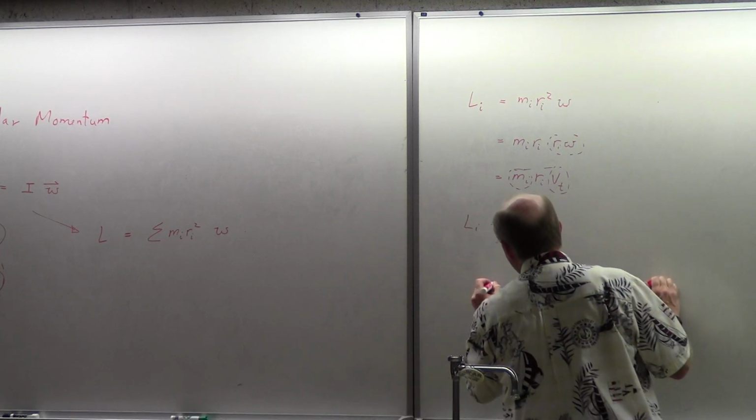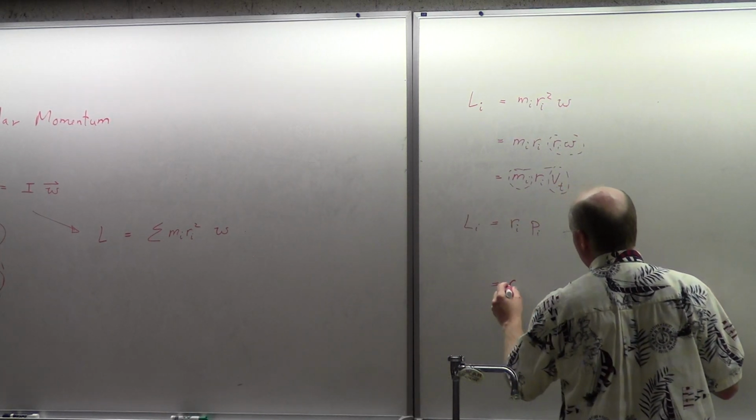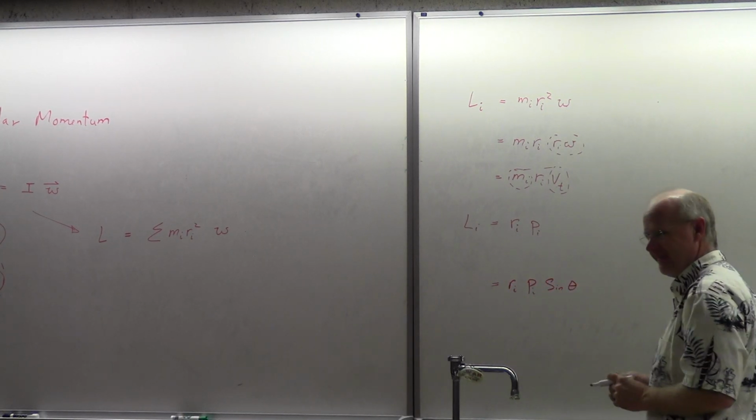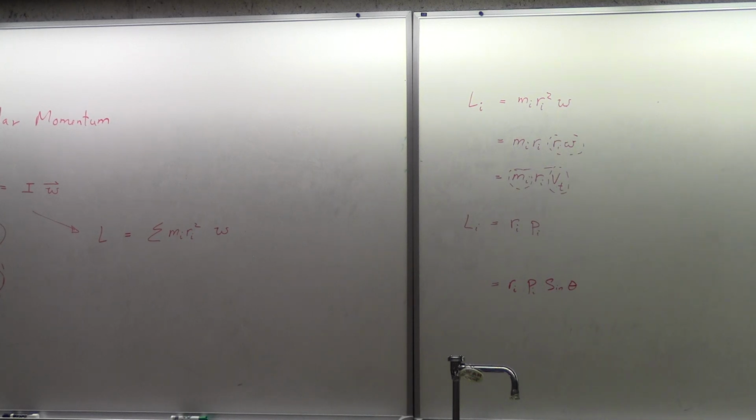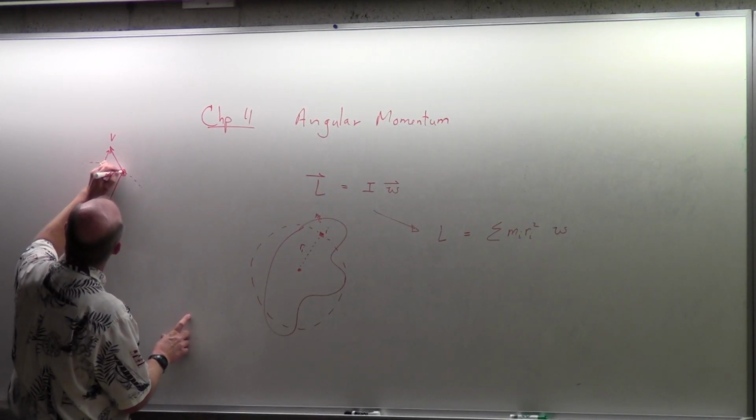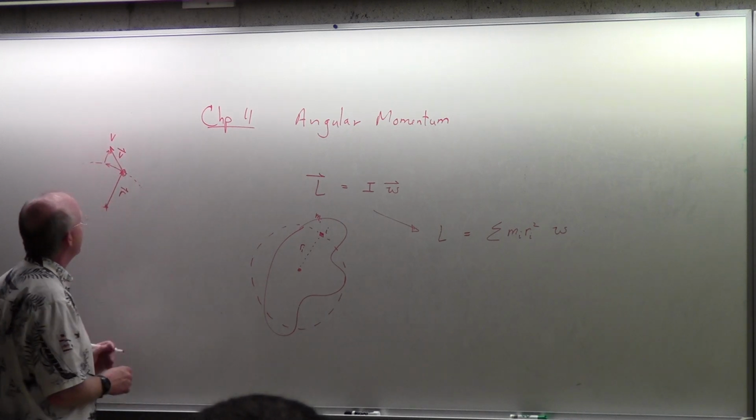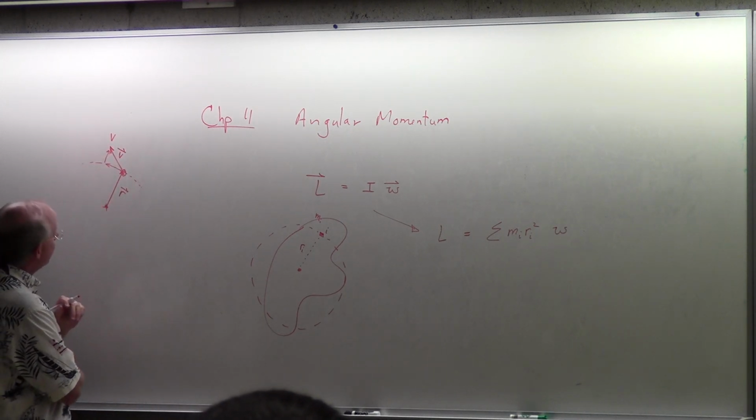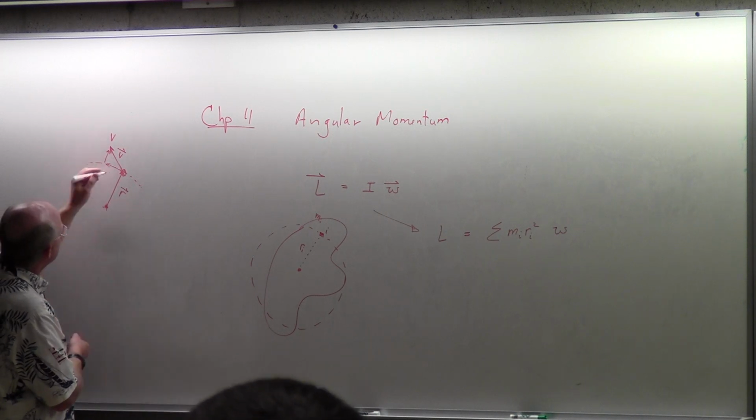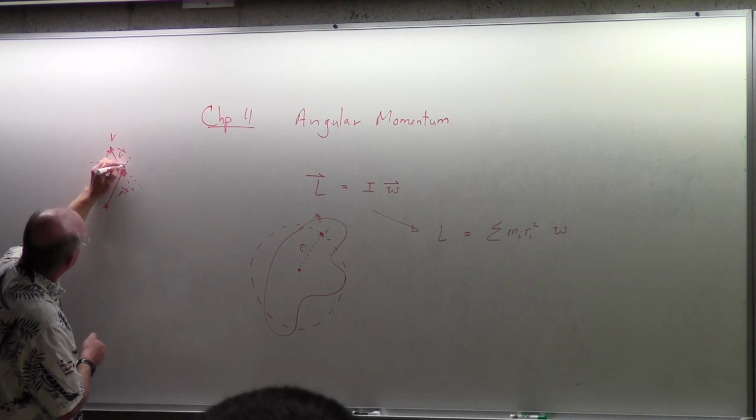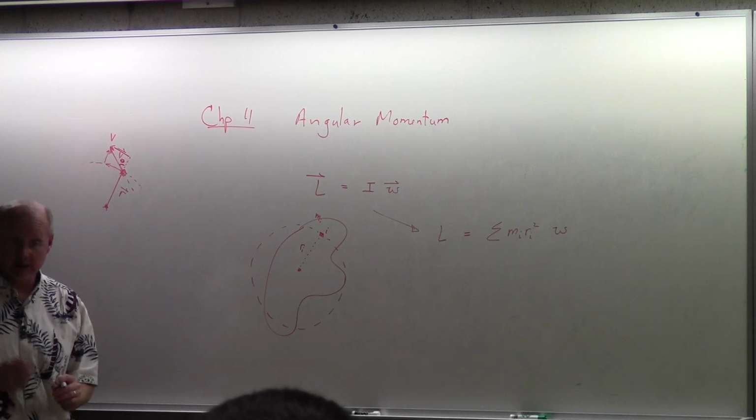transverse. So maybe it would make more sense to write it this way, that the radial piece times the momentum piece times the sine of the angle between the r. So in other words, if this is the r going out and this is the real velocity going at an angle, then what I am interested in, of course, is the sine of the angle between them. This being the angle between them, then how much of that velocity is perpendicular?